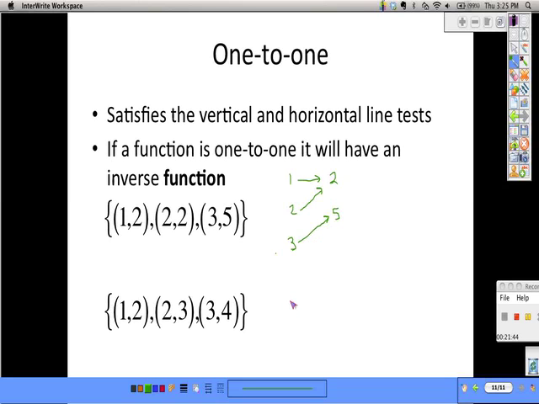The second relation: for every x there is only one y, and for every y there is only one x. This second function is one-to-one. It passes the horizontal and vertical line test, and as a result, that second function would also have an inverse that is a function. The first function, its inverse, is not considered a function. Its inverse would not pass the vertical line test.